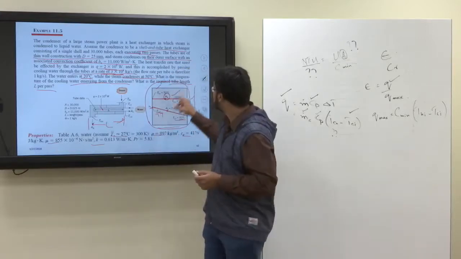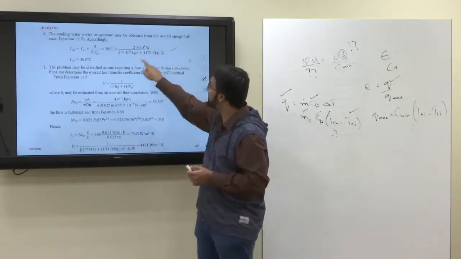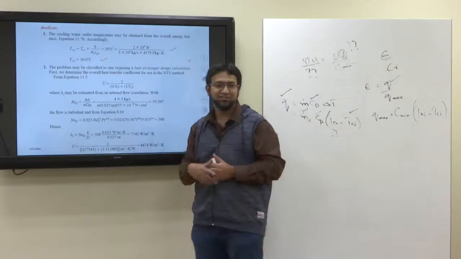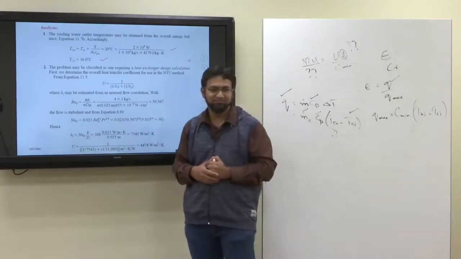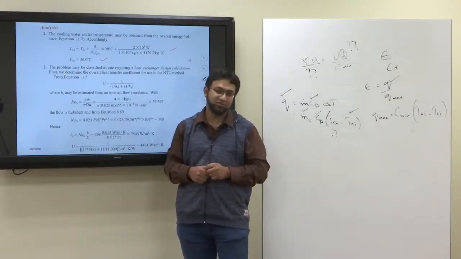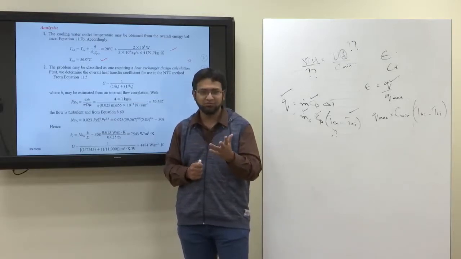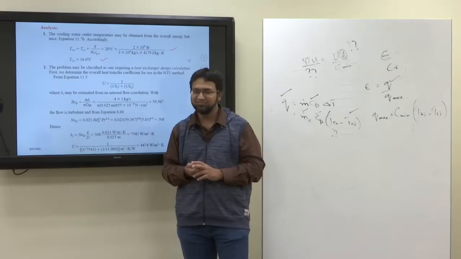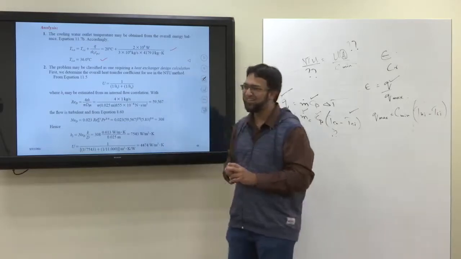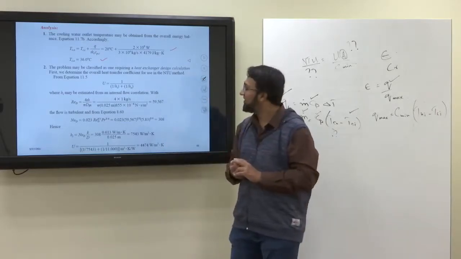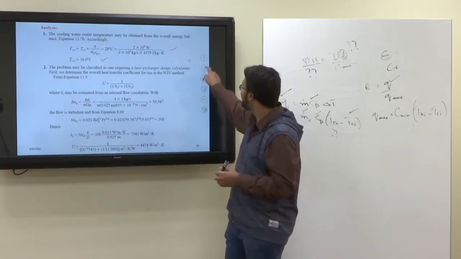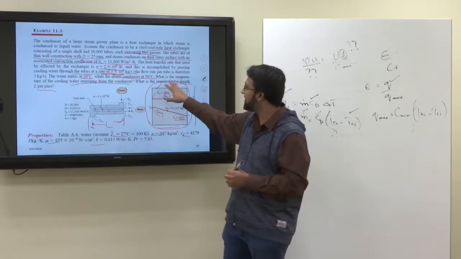So that's done here. We found T cold outlet, and look, their T cold outlet is 36 degrees centigrade, and their assumption was 34. Close enough. 2 degrees. Anyways, now the first part of the problem is done.